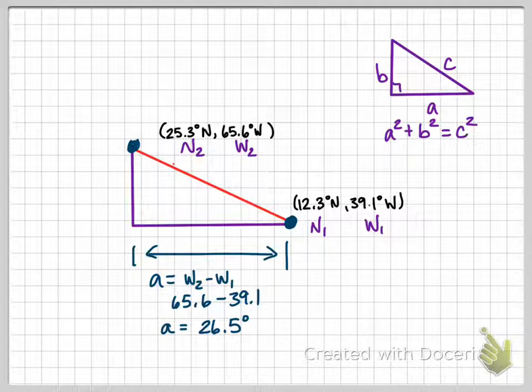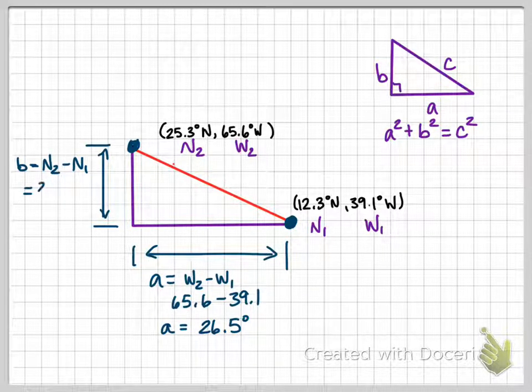We can convert this back to miles, and we'll do that again here shortly. Okay, this is our B side. Our B side is the distance that the hurricane went in the north or south direction. So to find B, this is just your second north coordinate minus your first north coordinate. In our case, this is 25.3 minus 12.3.